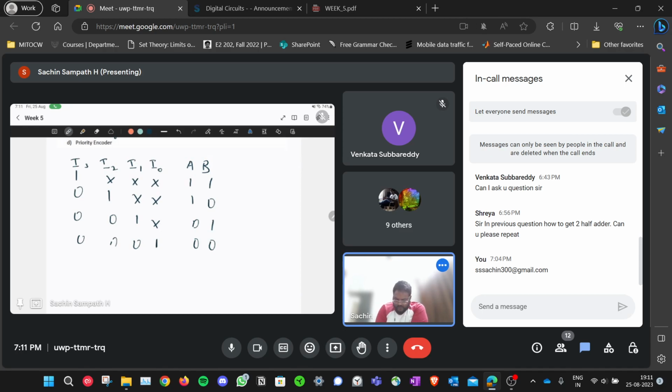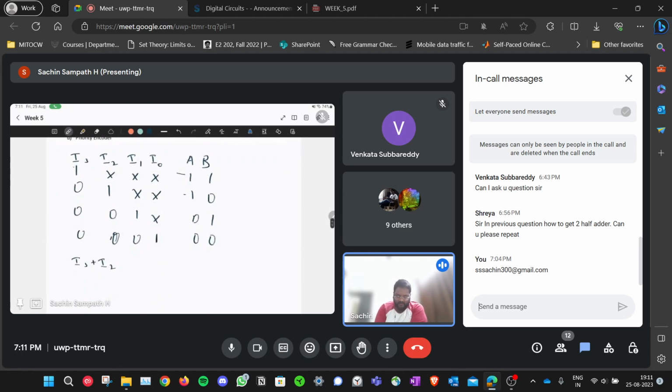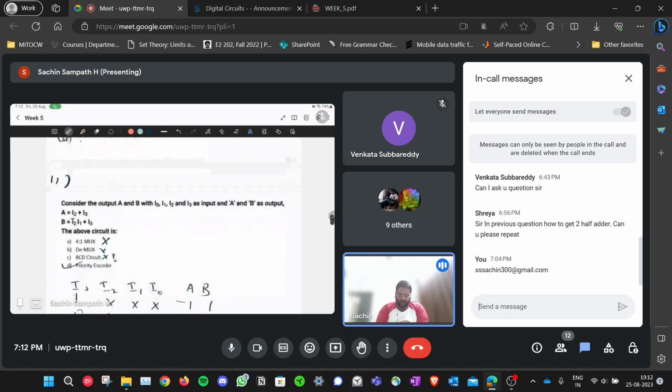So you can see A is high only when I3 is high, or when I2 is high, then A will be high, right? So that's what you have here. And B will be high when I3 is high, or if I3 is not high, there's one more combination. I2 should be low and I1 should be high. So I2 bar I1. That's the thing you have. So it's a priority encoder. Any doubt in this question?